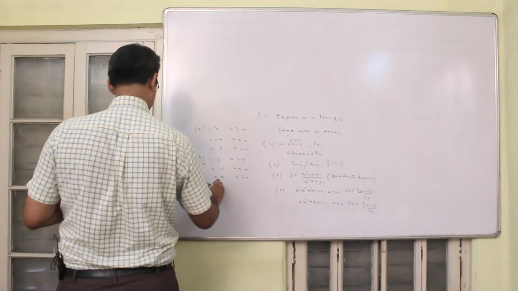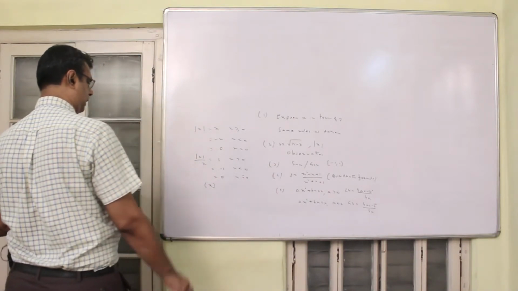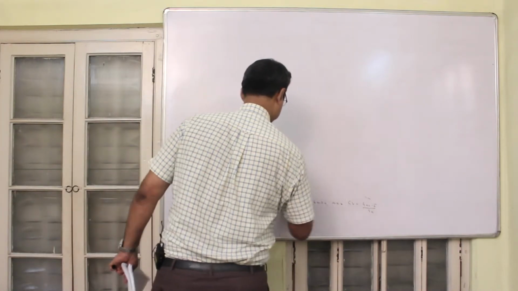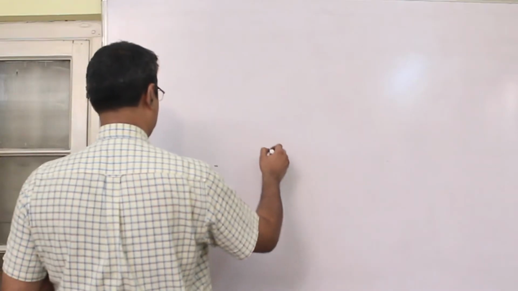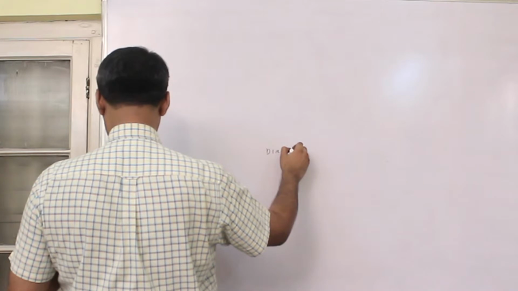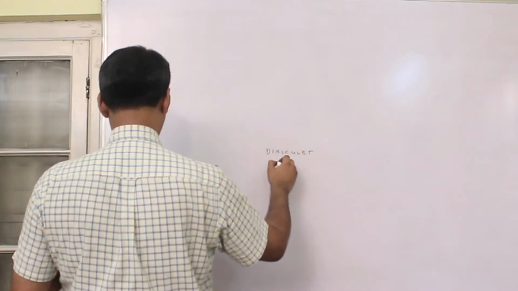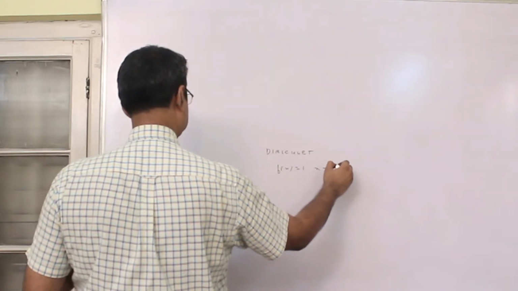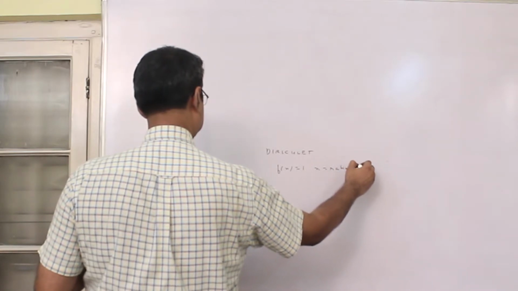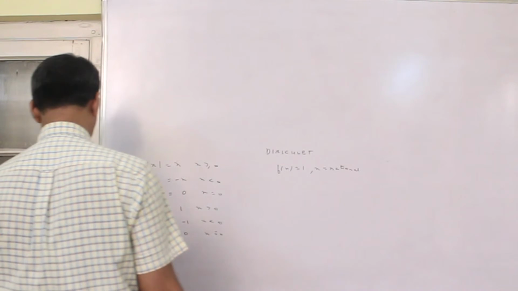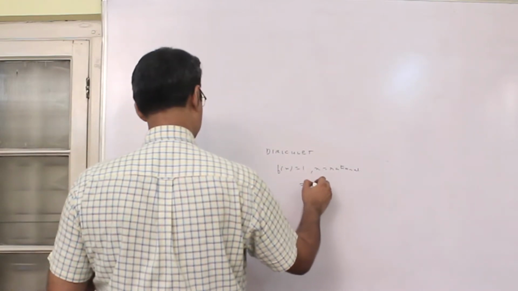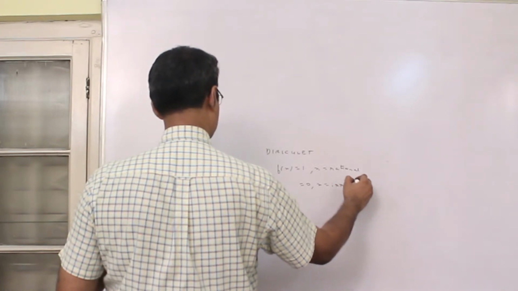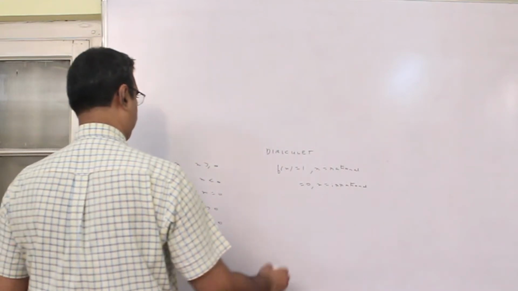Then the greatest integer function, which gives the greatest integer less than or equal to x, and the Dirichlet function, which is given by f(x) equal to 1 if x is rational, and 0 if x is irrational.